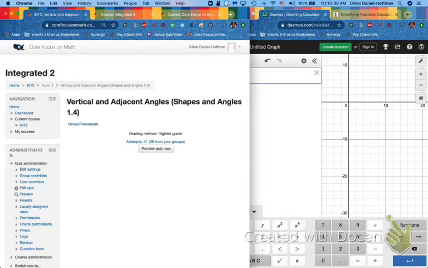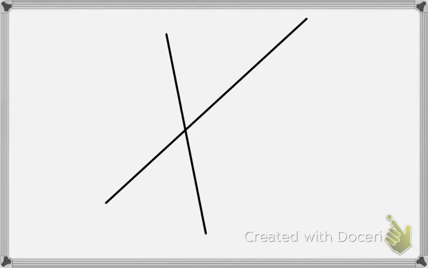Vertical and adjacent angles, two angles that are important in geometry. Let's learn all about them, shall we? For this, I'm going to do a little quick mini lesson. And for this, we're going to just draw a great X, like for X-Men or X people.